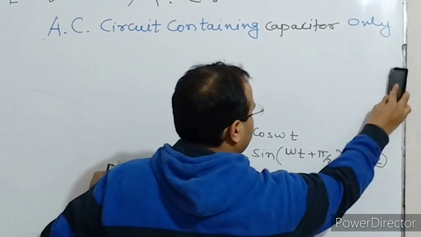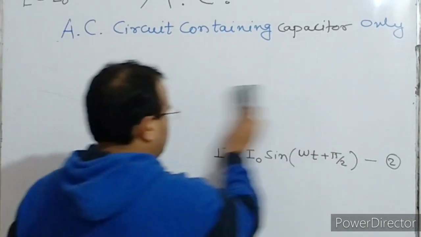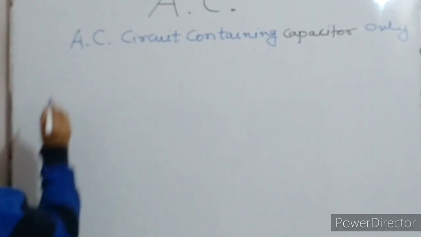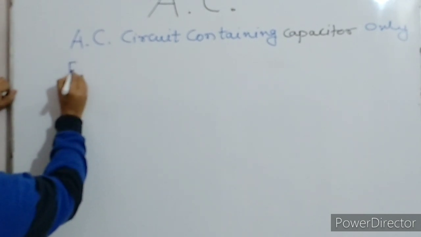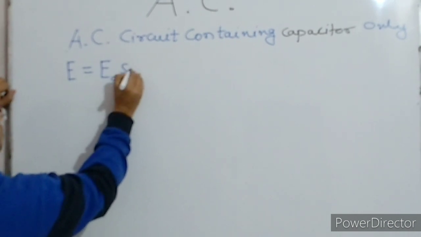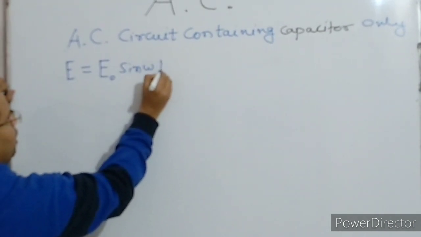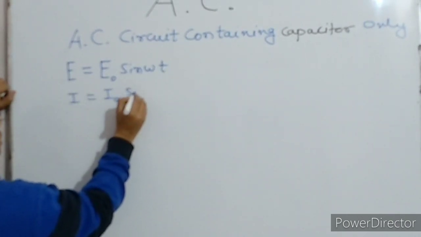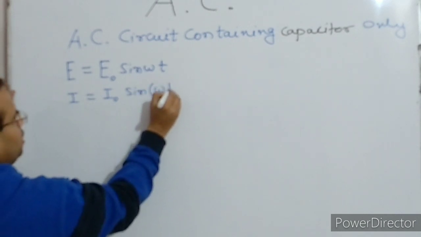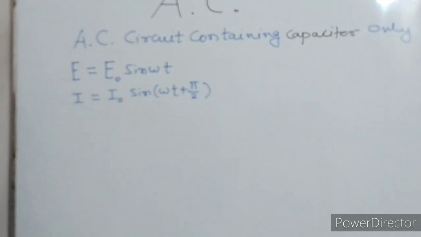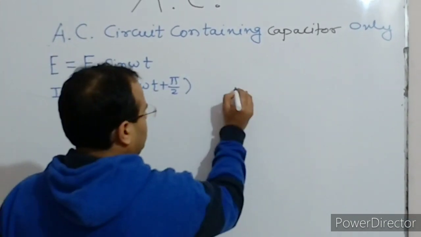Okay, so for this what we are going to do is we are going to write both the equations first, as we did last time. Okay, so here we have E is equal to E naught sine omega t, and I is equal to I naught sine of omega t plus pi by 2. Okay, now let us plot it.